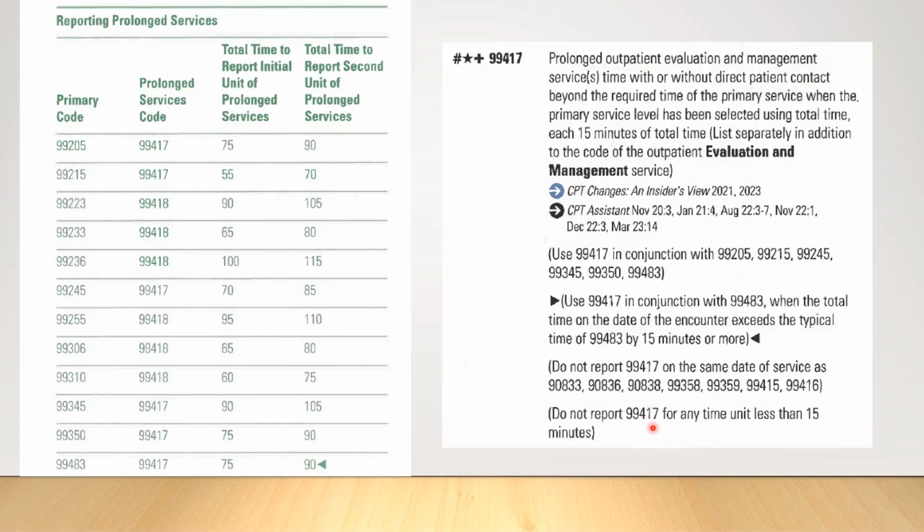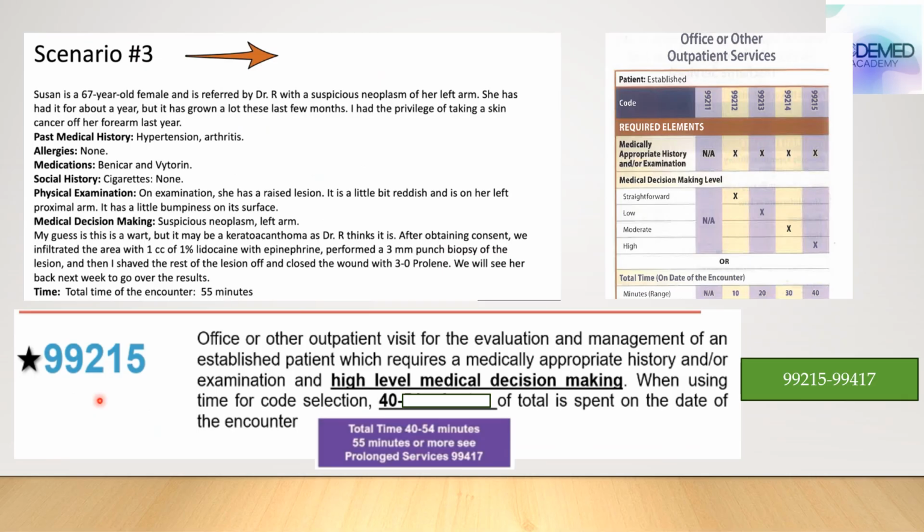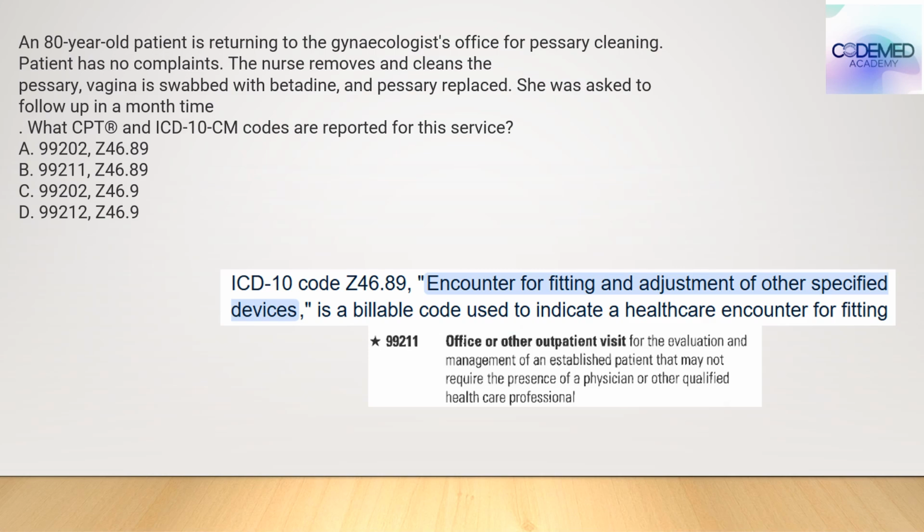Do not report 99417 for any time unit less than 15 minutes. This is a very important instruction. So I will write the answer 99215 and 99417, because that will be the additional time that I have taken for this patient, and I will have to mention it like this. So let us take some example.